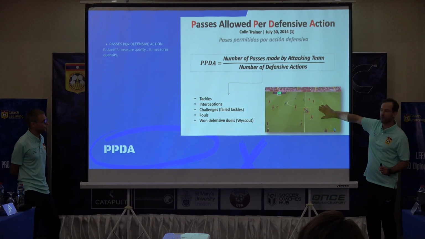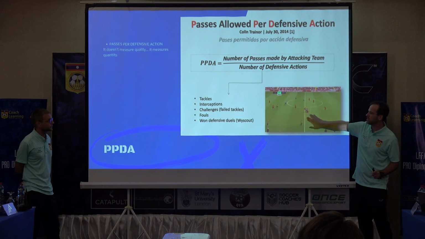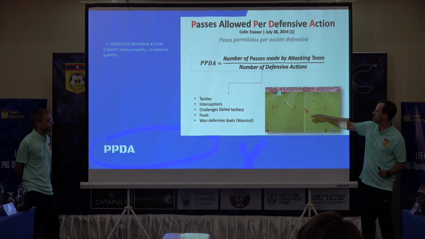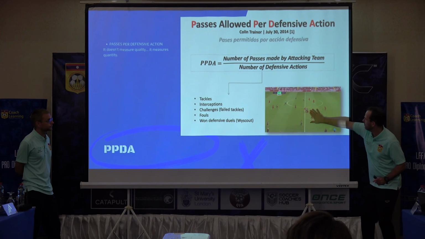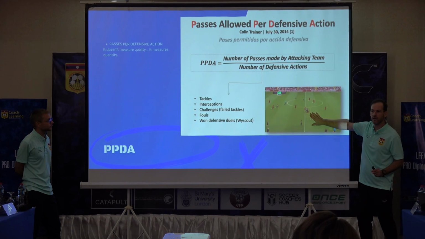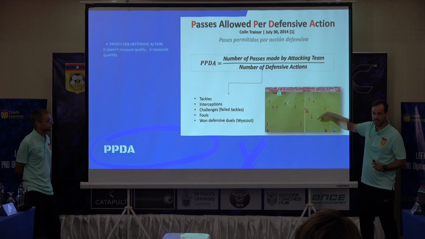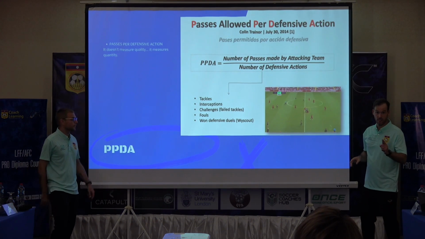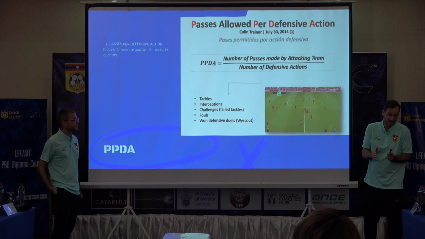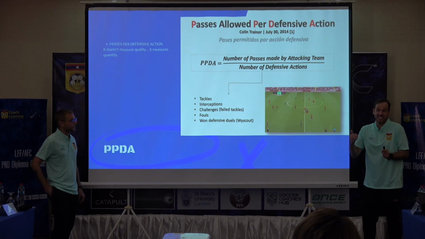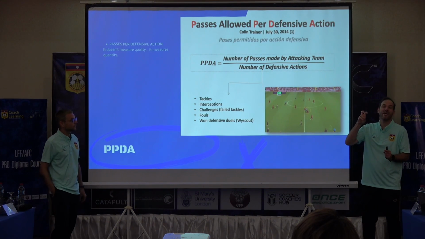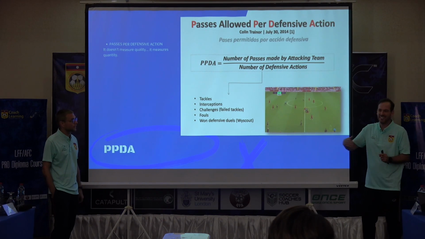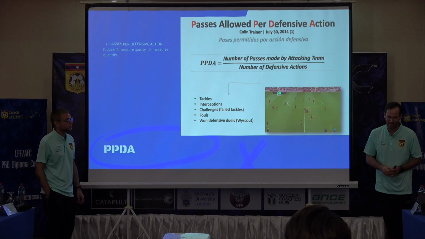So this type of action: this team is building up. How many tackles, interceptions, challenges, fouls, and duels do we win here, compared to the number of passes that the other team makes? And the lower the value, the idea is that it's a team that presses more. So it would be better, if you are looking for a team that presses high, to have a lower value. But we will go now a little bit deeper.